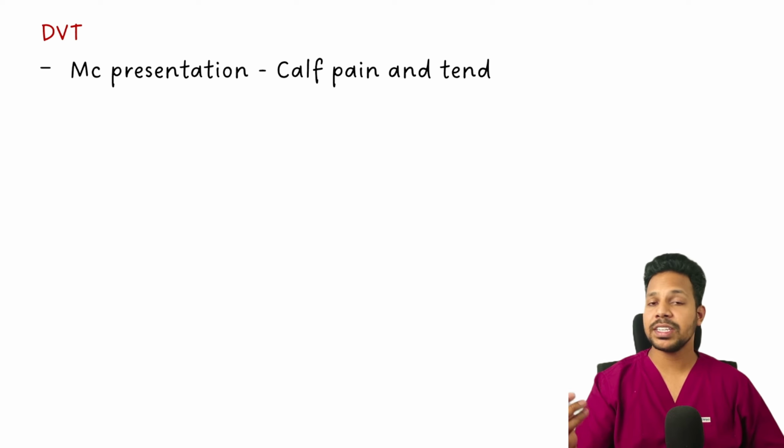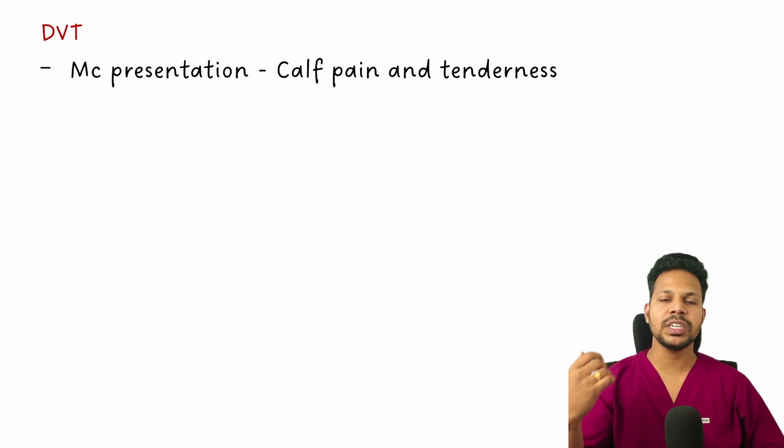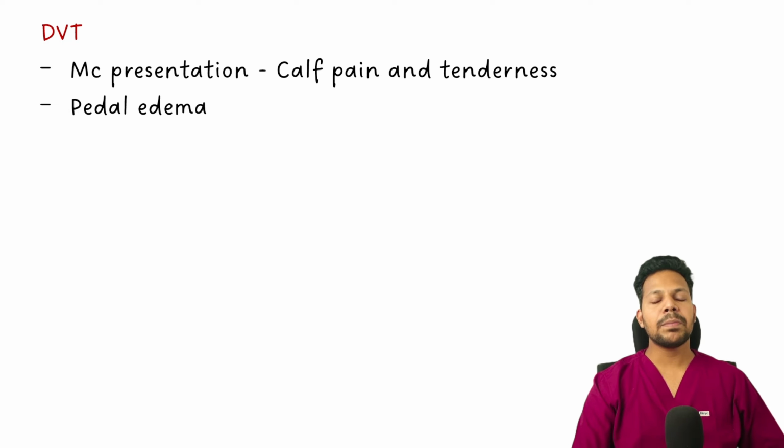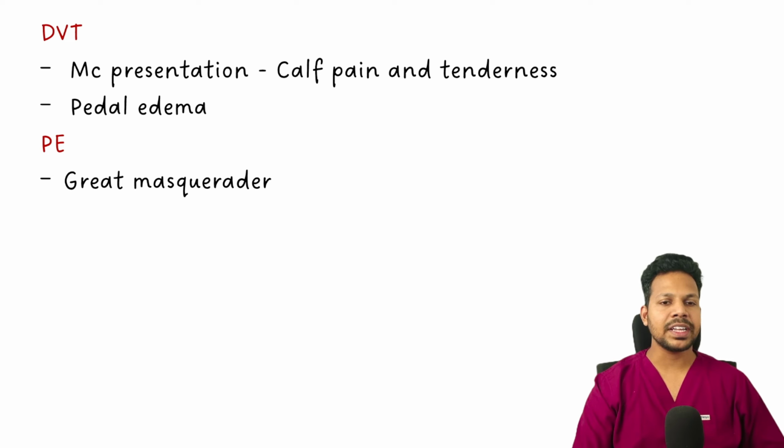Now, if there is a deep venous thrombosis, the most common presentation would be cough, pain, and tenderness. Of course, the patient will also have pedal edema because the blood is not ascending upwards through the deep veins. And pulmonary embolism is called a great masquerader because the presentation can range from asymptomatic to sudden death as well. How will it vary?